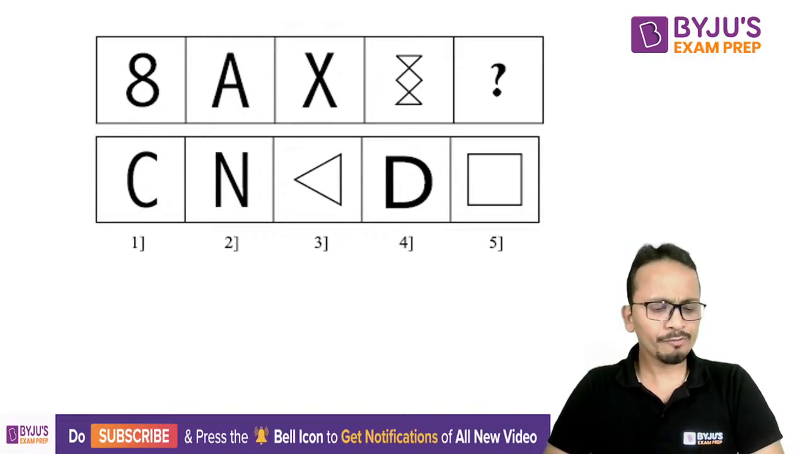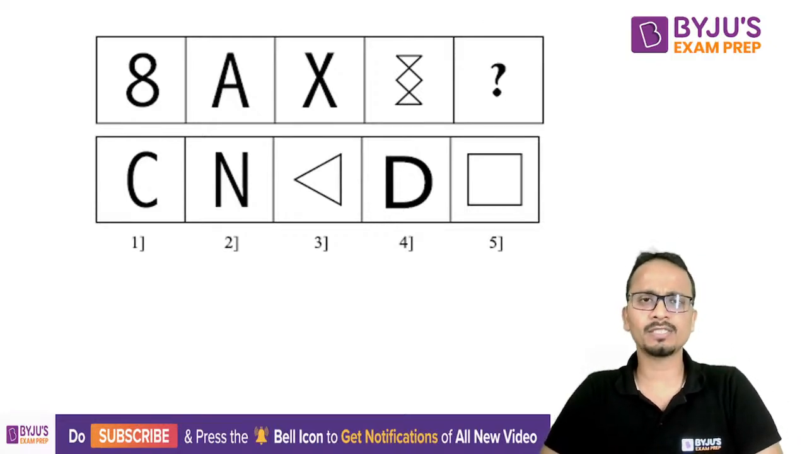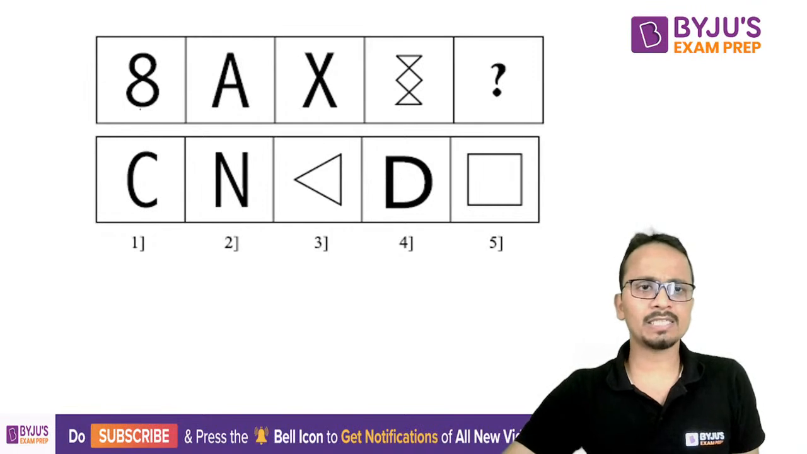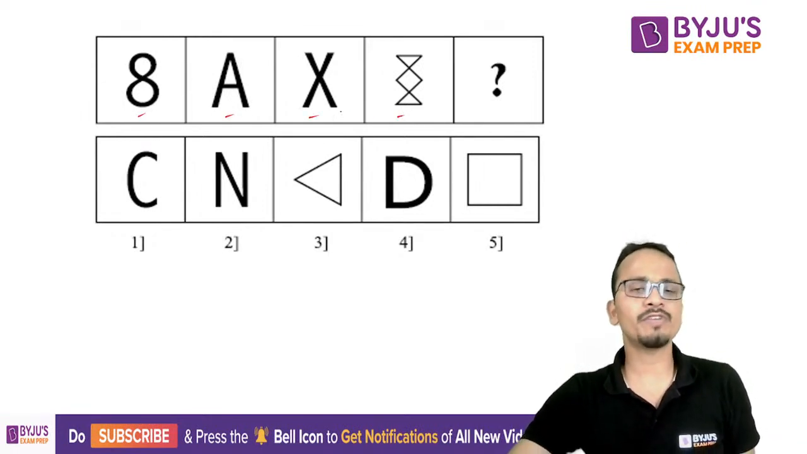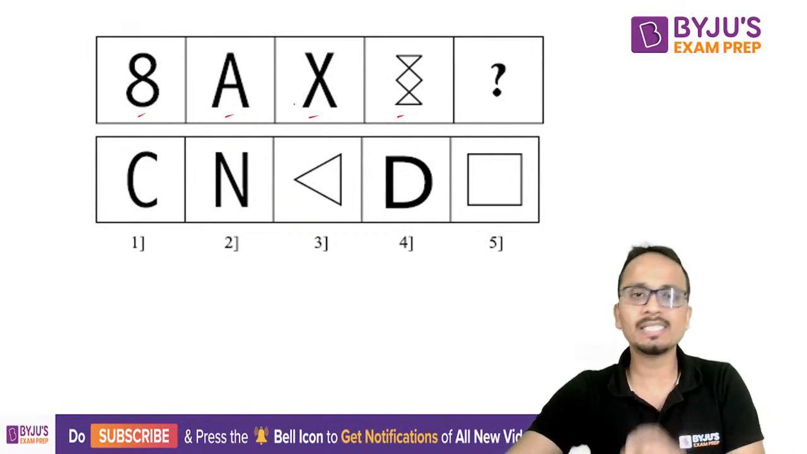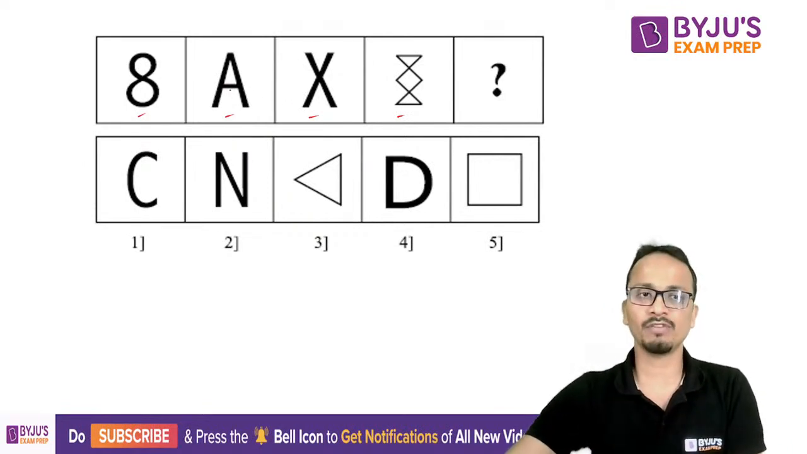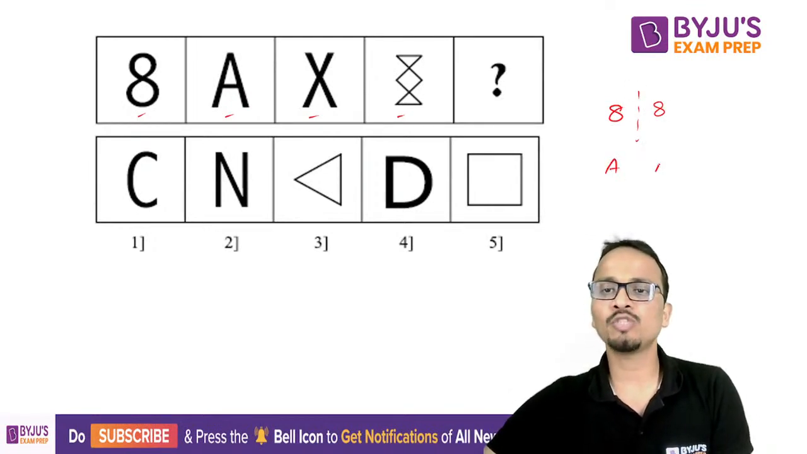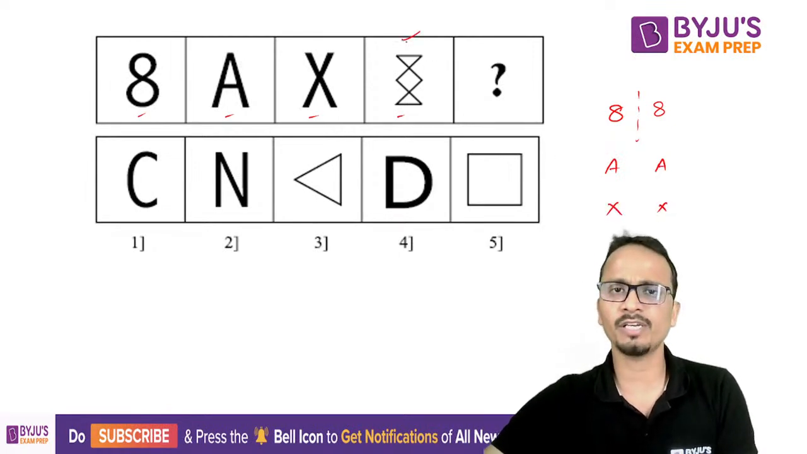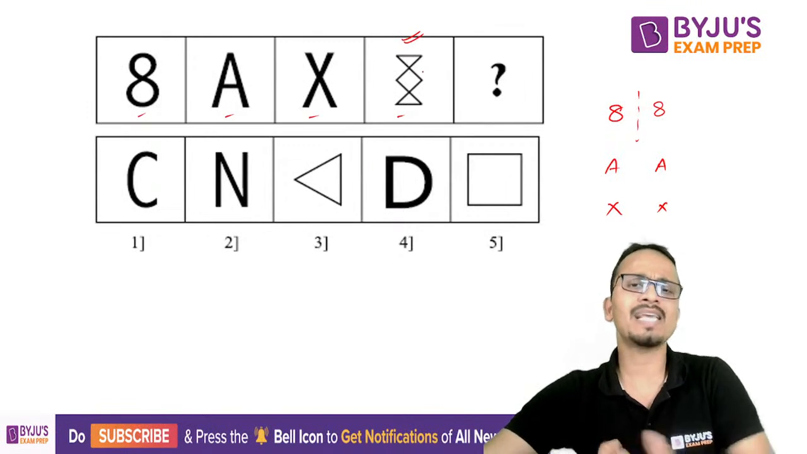Okay. Now, if you observe the four figures in the question figures, you will see that for all these figures, the mirror image is absolutely the same as the original figure. So if we make the mirror image of 8, it will be 8. A's mirror image will be A, X's mirror image will be X, and for this figure, again the mirror image will be the same image.